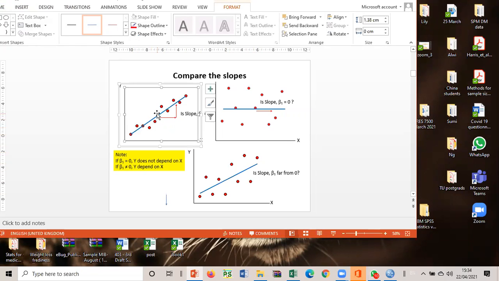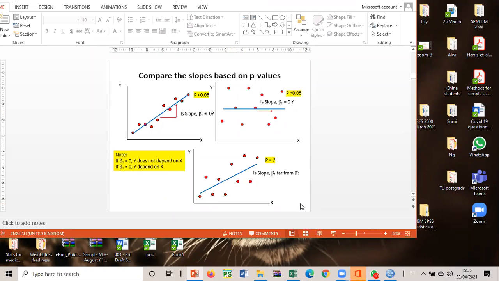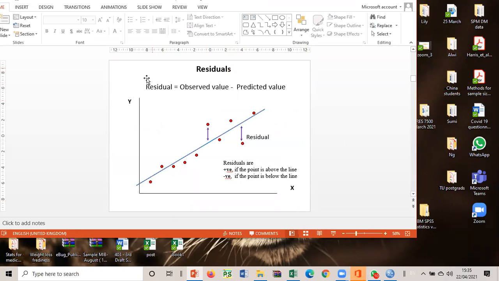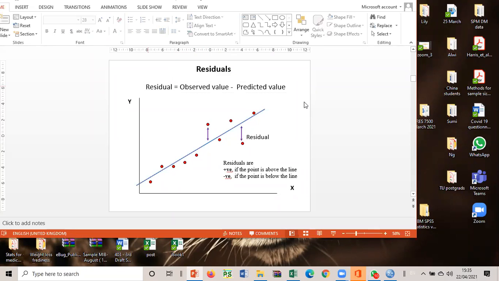So this R square will be high. This R square will be low. What's R square? Is it the correlation coefficient? No. R square. Let's see what R square is. Okay, that's a residual. Prof, can I answer? Yeah. R squared is the sum of the residuals squared. No.